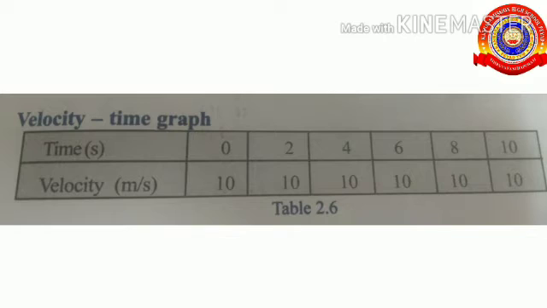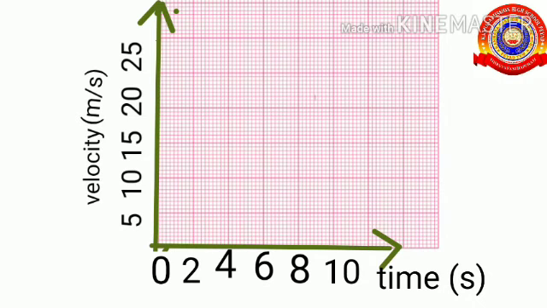So, for that, first we have to take a graph paper and then draw the x and y axis. In y axis, we have to mark the values of velocity and in x axis, value of time. Okay, here the scale of the time is taken as 2 seconds and in velocity the scale is taken as 5 meter per second.